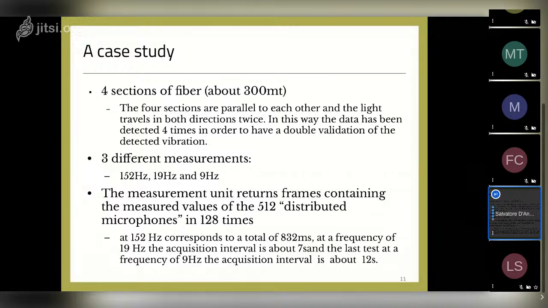In this way, the data has been detected 4 times in order to have a double validation of the detected vibration. The 3 different measurements are at different frequencies: 152 Hz, 19 Hz, and 9 Hz. The measurement unit's frame contains the measured values of 512 distributed microphones. The fiber is virtually divided into 512 sections, and each image contains 108 times.